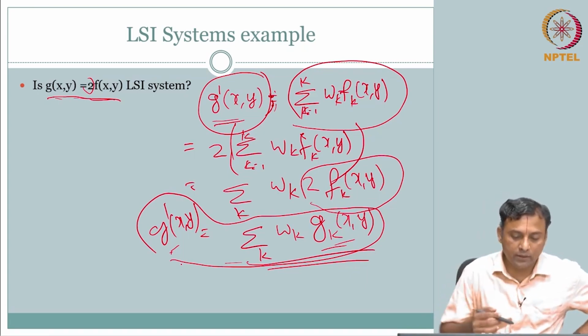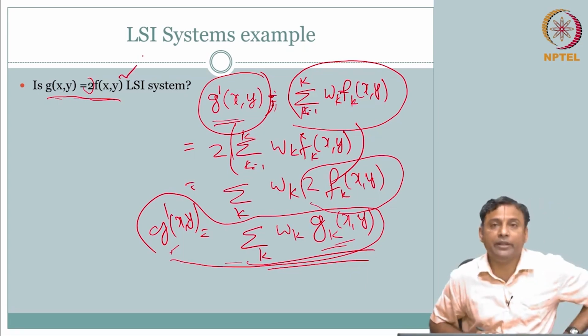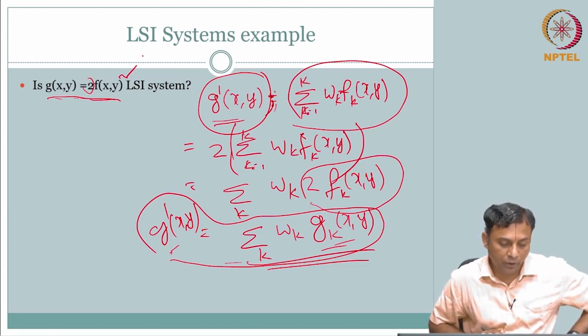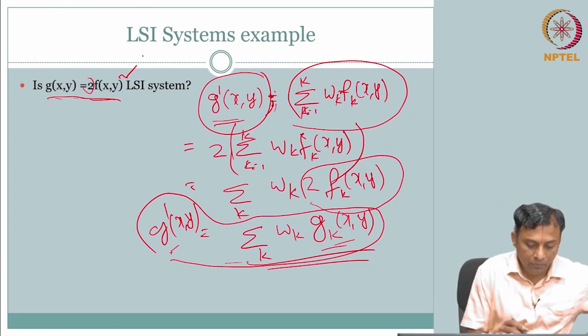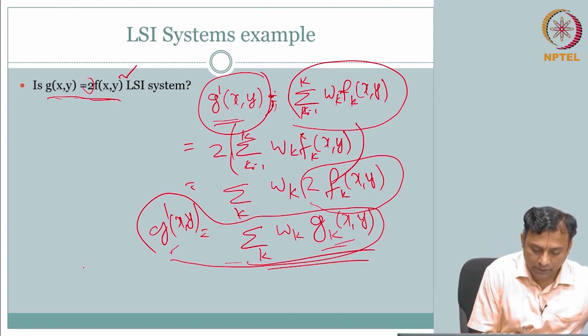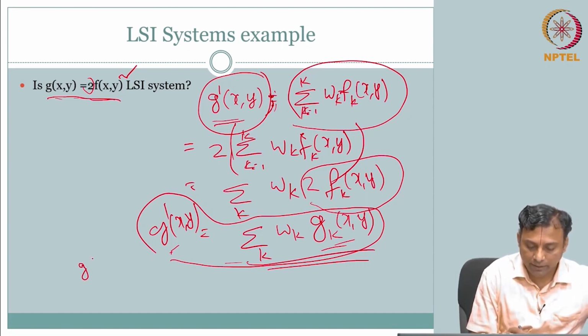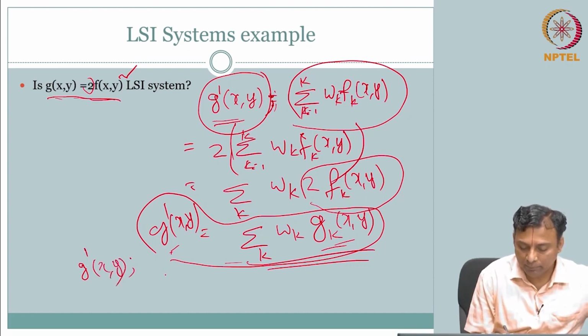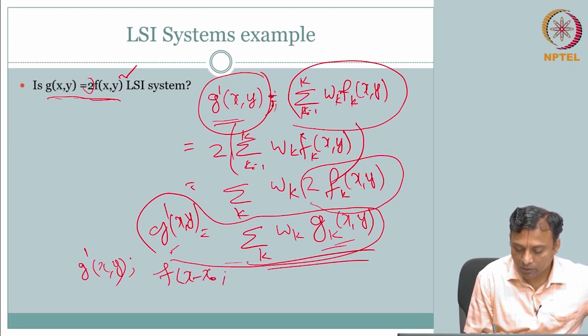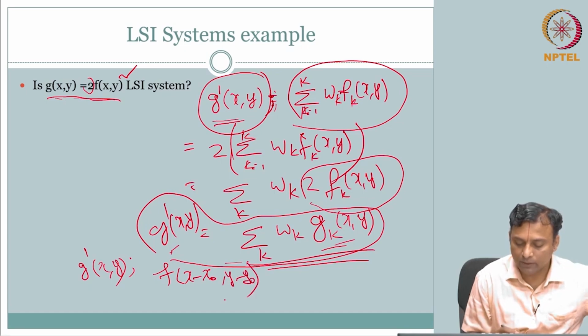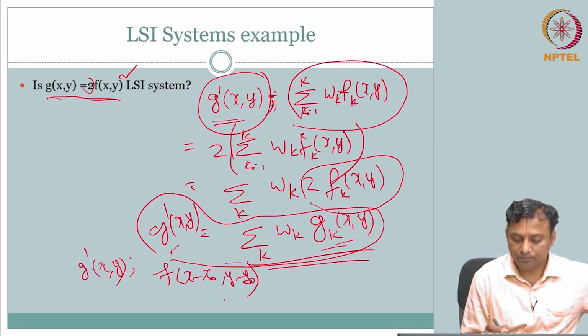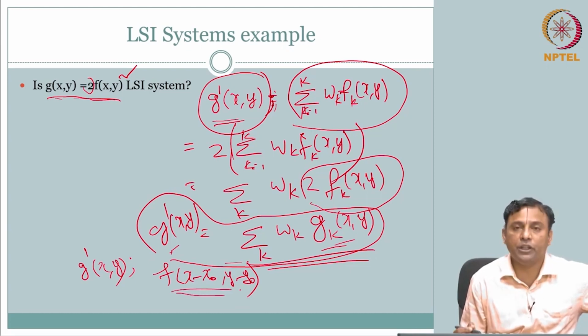So next, linear is fine. Is this shift invariant? What do you do for shift invariant? I need to shift the input. So let us say I present, instead of f of x comma y, I present to the system a shifted version of the input, f of x minus x naught comma y minus y naught. What is the output? That is your g dashed of x, right.